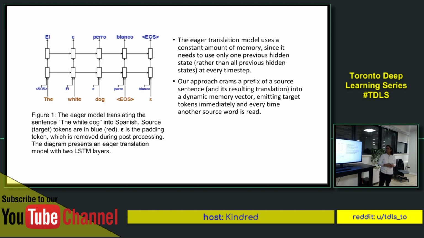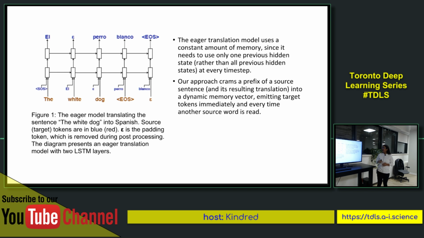So, I'll start with an example. Here, the tokens in blue are source tokens, and the tokens in red are target tokens. The sentence is "the white dog" in English, and we are translating it into Spanish, which is "el perro blanco". It's a two-layer LSTM model. In the second pass, it is not able to predict the word "white", so it adds an epsilon in the place of "white". In the third instance, it understands that the word "dog" could be translated to "perro" in Spanish.